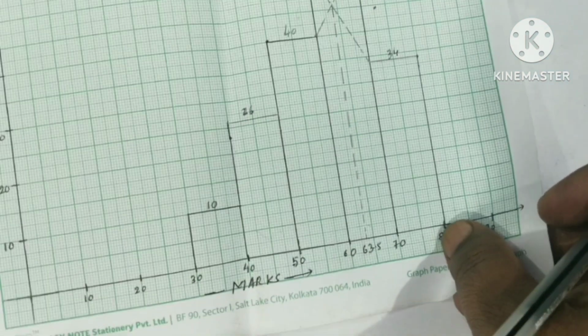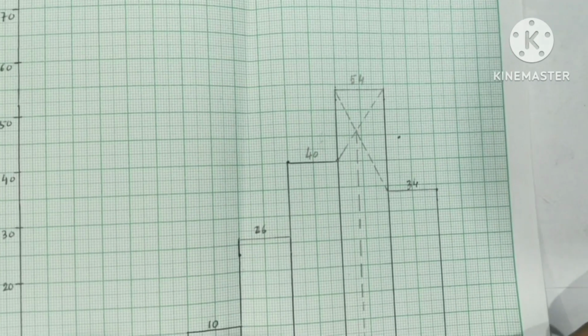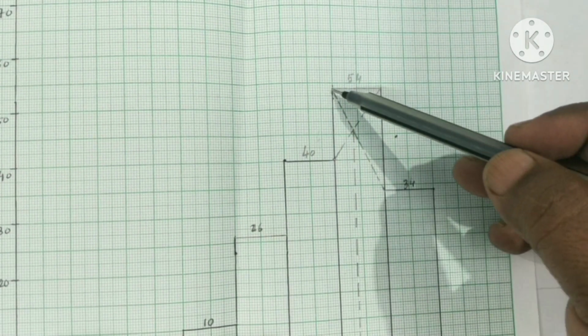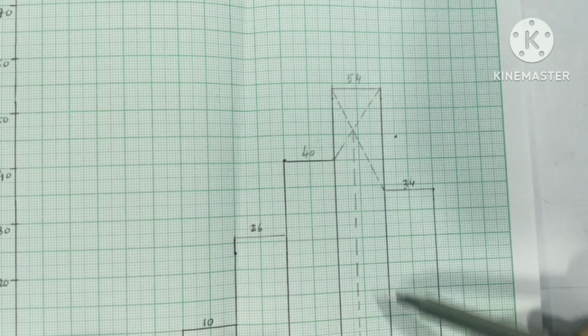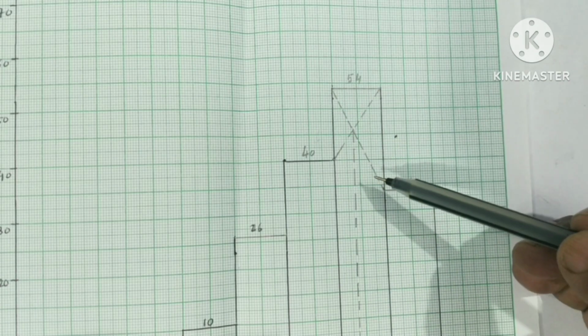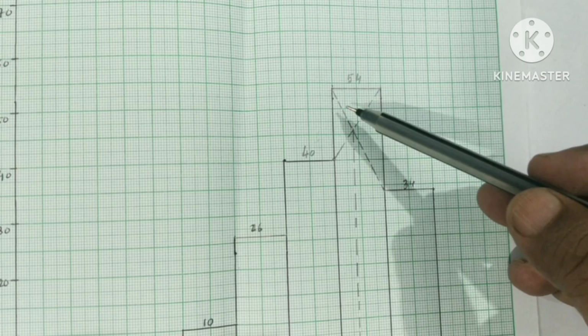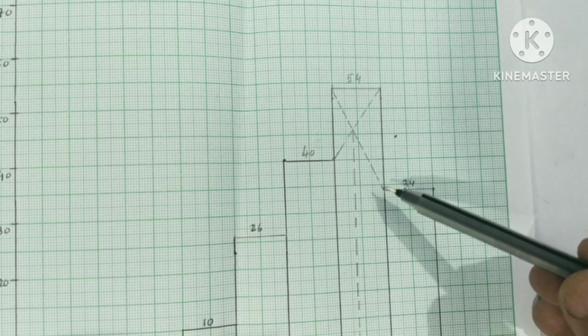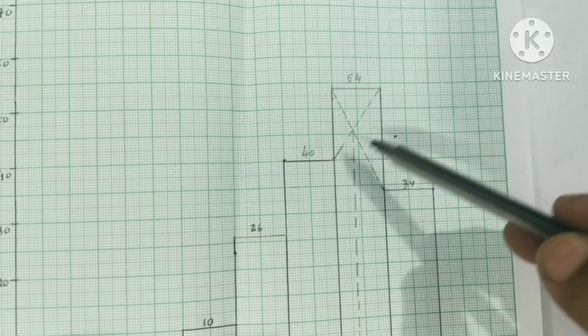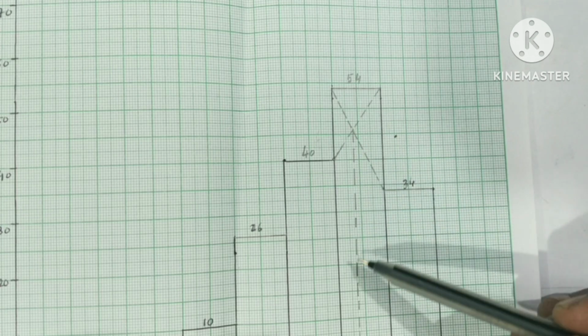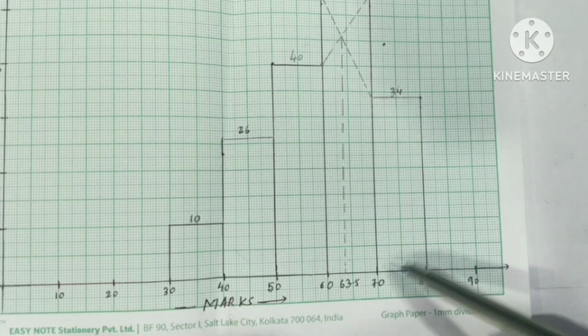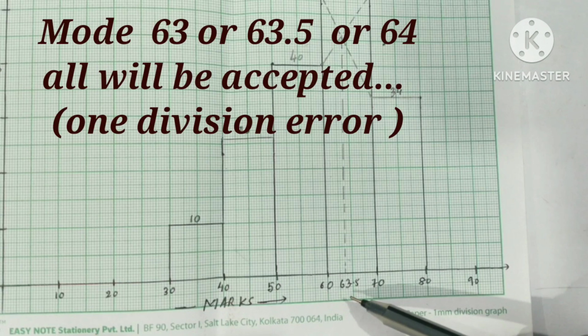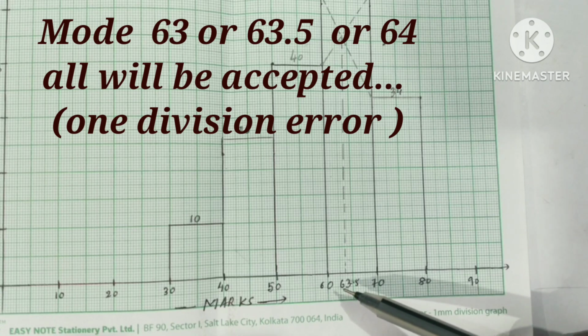Now to find the mode, we have to draw a line from this corner. This is the highest frequency, 54, from this corner to this corner, and from this corner to this corner. Point of intersection, this meets x-axis at 63.5. So answer can be 63.5, 63 or 64. One division error is accepted by the council.